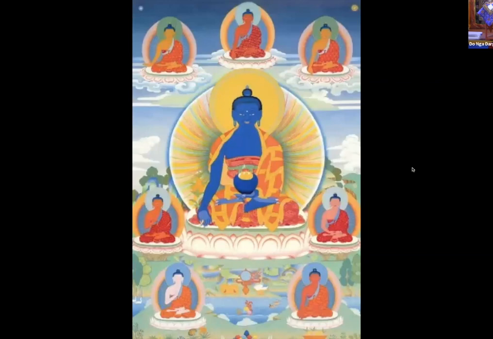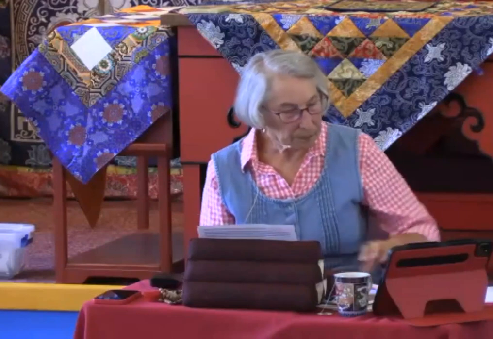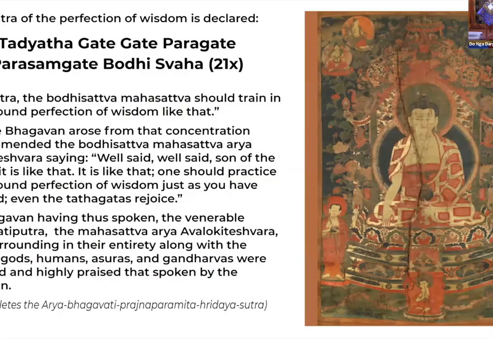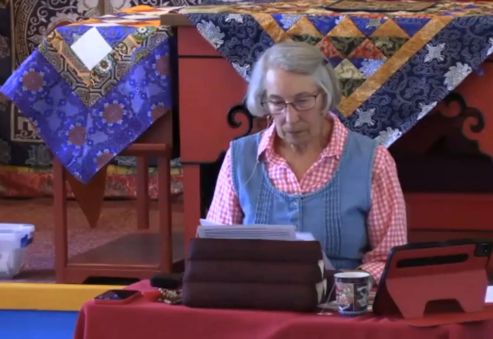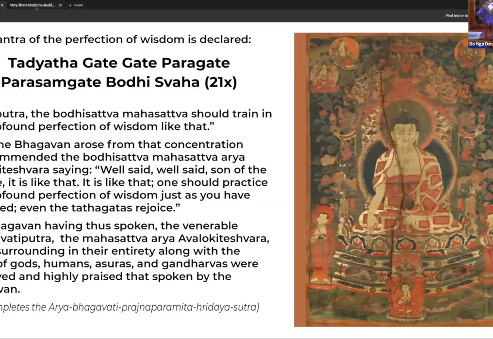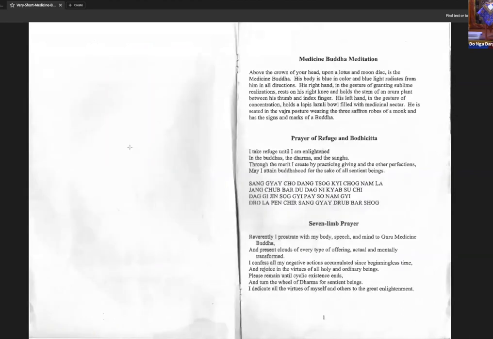And now we'll put up the sadhana. Okay, so we're going to read the first visualization. There we go. Thanks. Read with me or not.